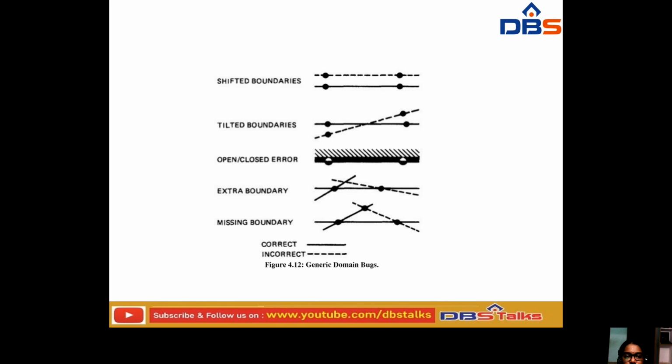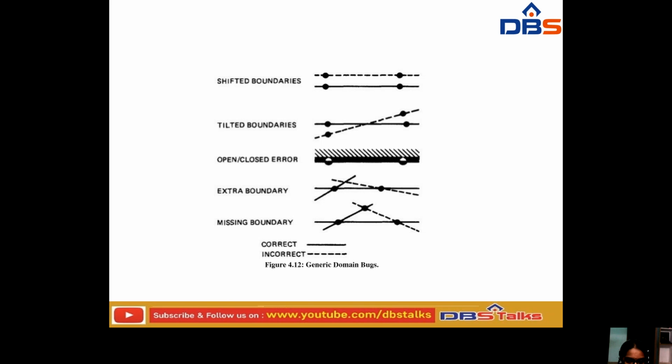So this one is an open or closed error. To identify and show the errors, we have to draw like this. So we can say it is an open or close error. This refers to correct and this refers to incorrect. If it is incorrect, it is shifting from one place to another. This is in case of incorrect boundaries, and this is in case of correct boundaries. Okay, this is also like that. So if it is an extra boundary, we are going to draw like this. This is the correct boundary and this is the incorrect boundary.